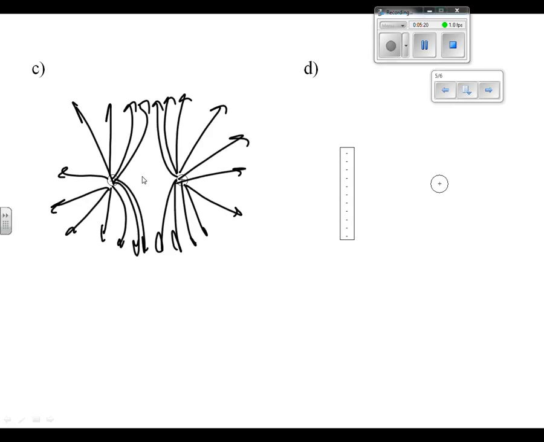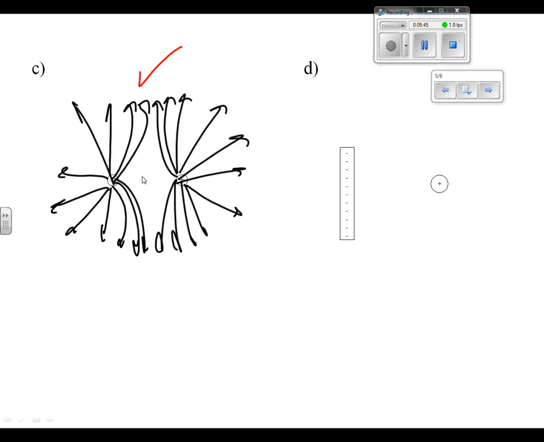How much should I give you for that? A single mark, you guys. It's not hard. What, you want one mark for every arrow? Well, sorry, not going to happen. No, one mark. It's easy.